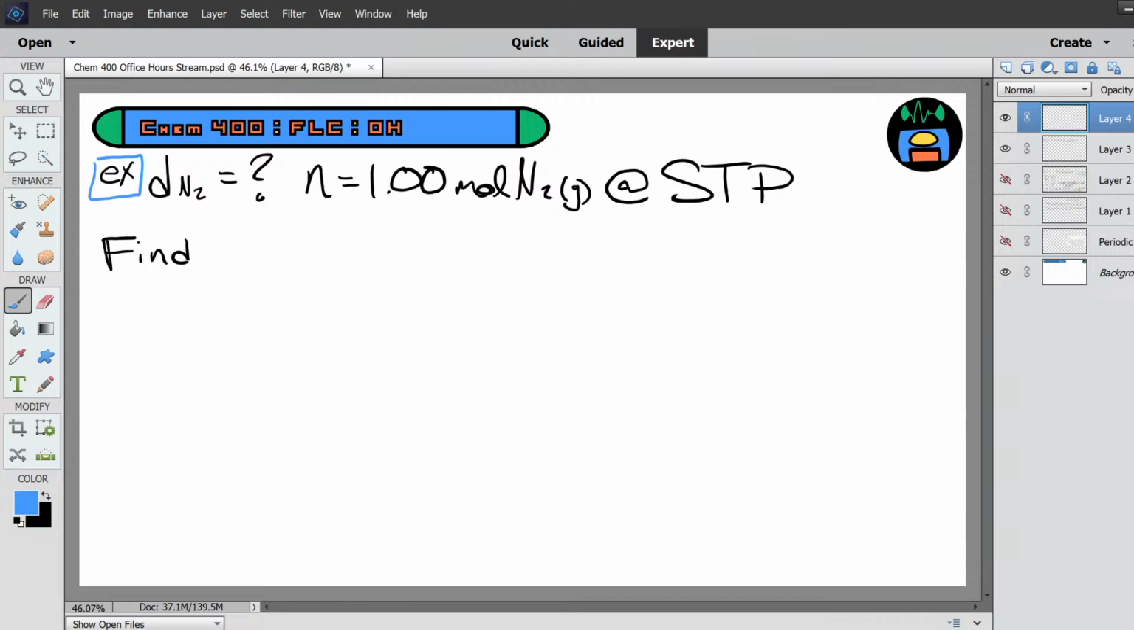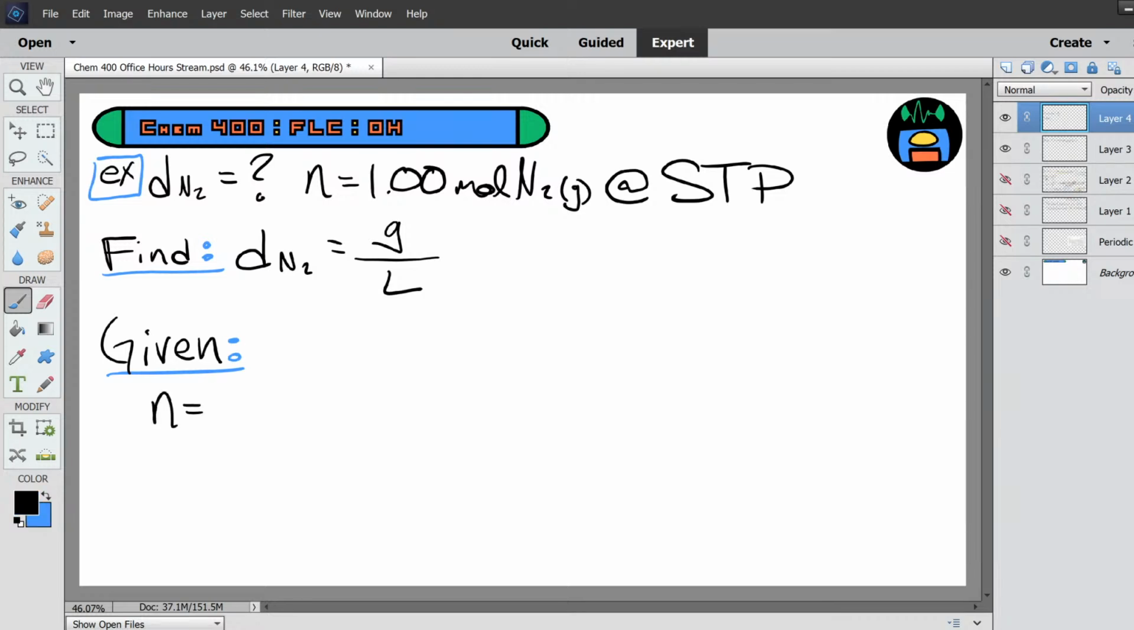Now here, first let's look at what we're trying to find, and it's right up there. We're trying to find the density of N2, which is equal to the mass, grams, over volume, liters. So we need to find two things: grams and volume. And we're given our moles of gas, we have 1.